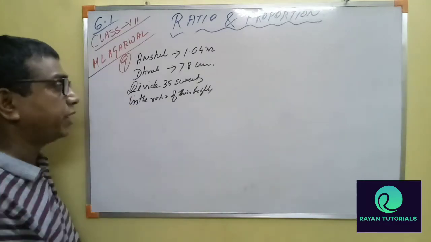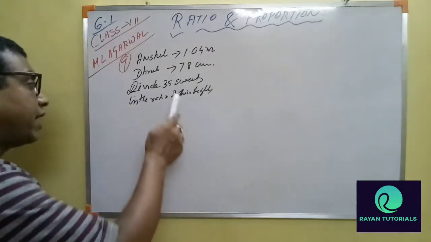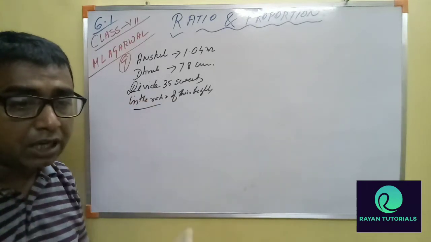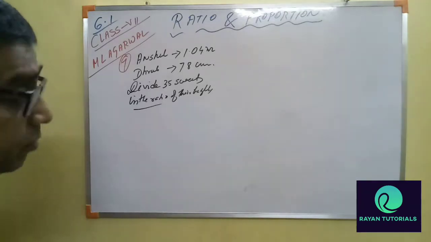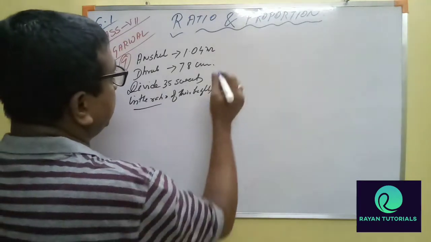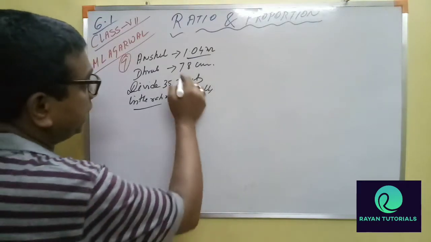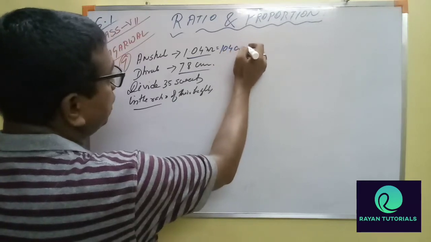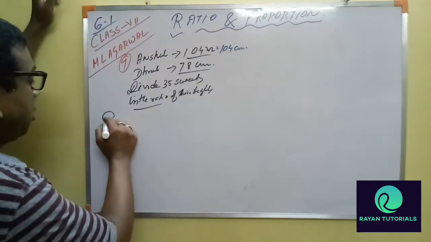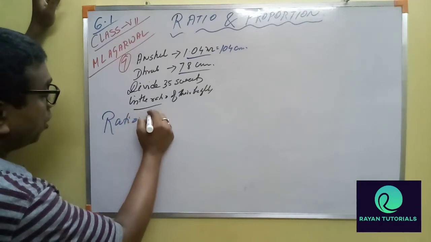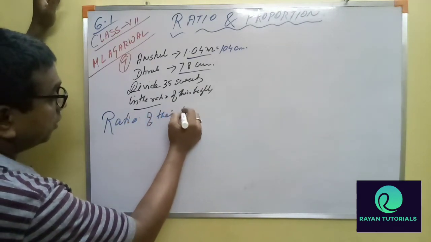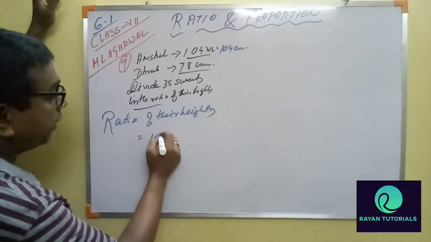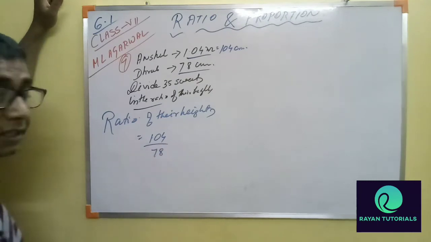Now here there are 35 sweets, but these 35 sweets have to be divided in the ratio of their heights. So first I need to find out the ratio of their heights. So what should be the ratio of the heights? Now see, here is 1.04 meter, here is 78 centimeter. So better I take it in centimeter, 104 centimeters. So the ratio of their heights, it will be 104 by 78.